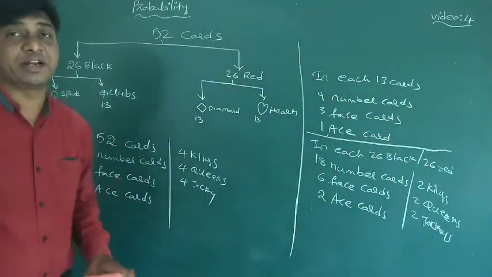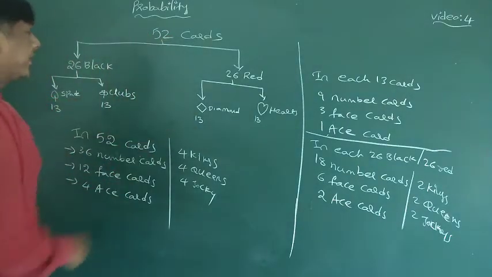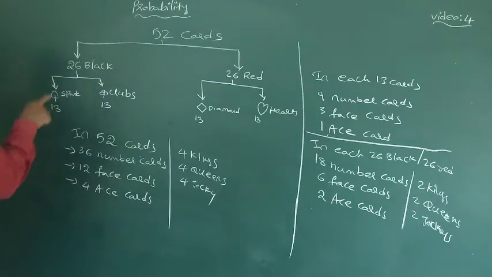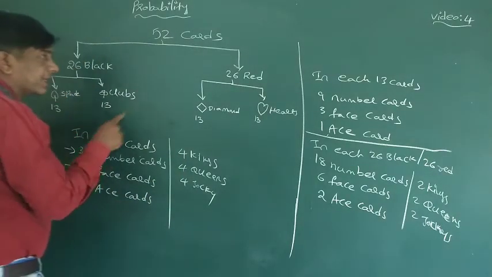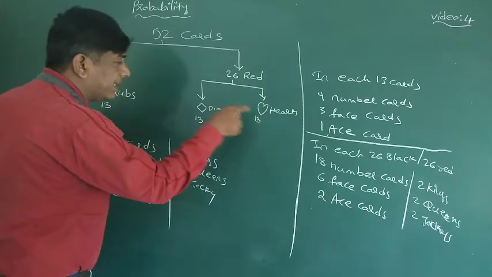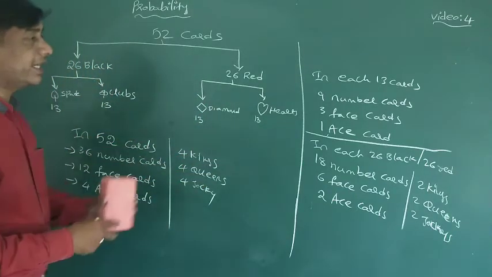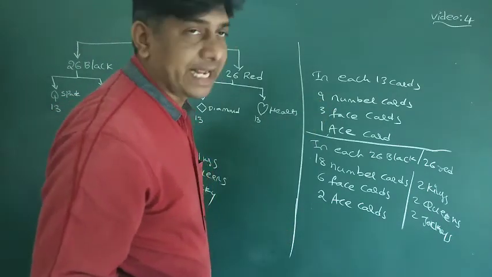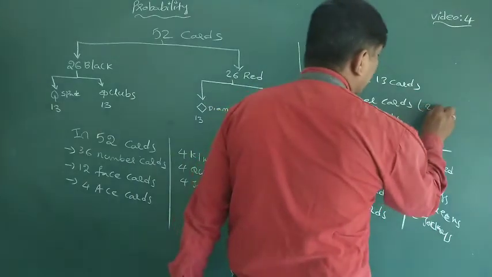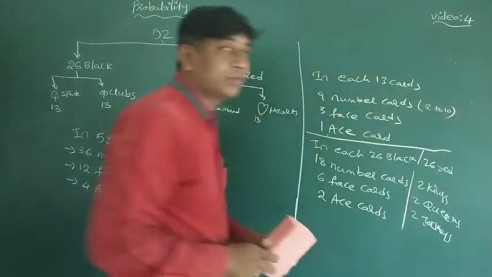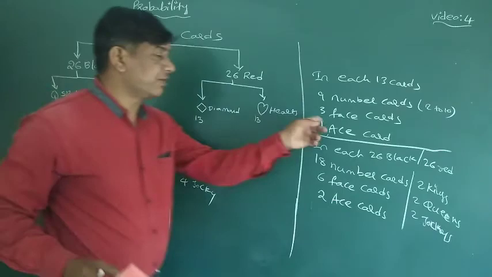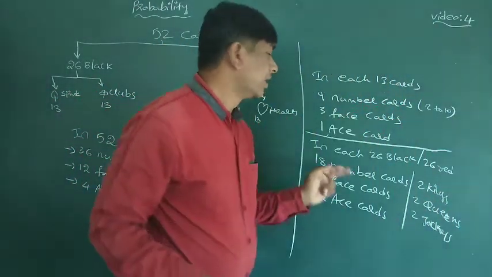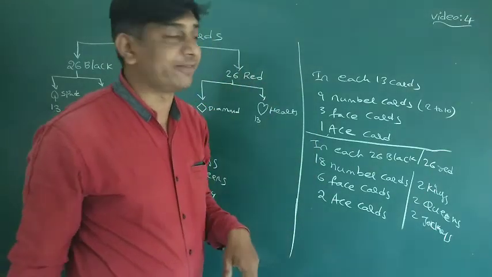In a deck of cards, how many will you find out? 52 cards. In that 52 cards, 26 black, 26 red. In this 26 black, 13 spade, 13 club. In this 26 red, 13 diamond, 13 hearts. In each 13, there are 9 number cards. Number card starts from 2 to 10. And 3 face cards. What are the face cards? King, queen, jockey. Means on those cards you will find some figures.